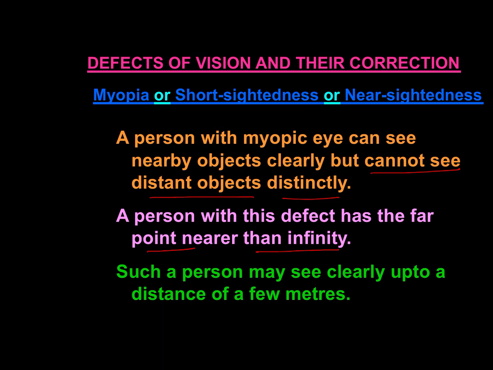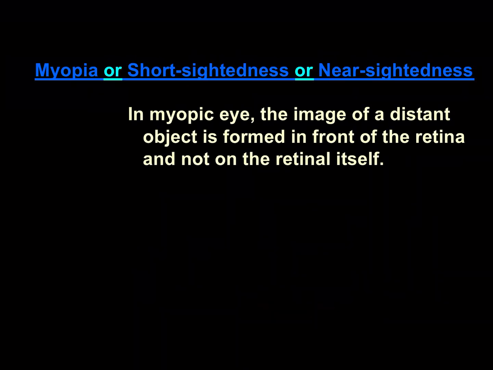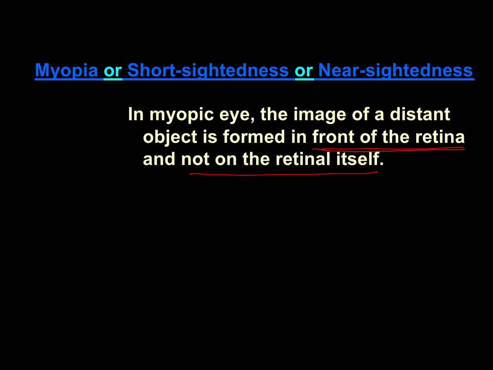Such a person may see clearly up to a distance of a few meters, not more than that. After that, the vision is blurred. In a myopic eye, the image of a distant object is formed in front of the retina. See, this is very important. The image is formed in front of the retina, not on the retina. So this causes the blurring of the image.